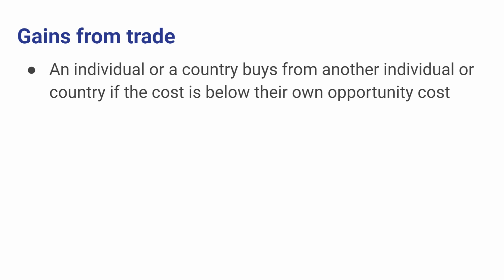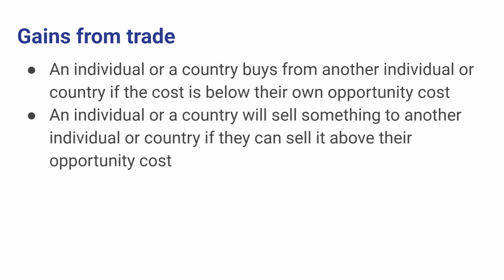So in general, we hire someone else to do work for us if they can do it at a cost that's less than our own opportunity cost, less than the value of the time it would take us to do the task. Similarly, an individual or country will sell something to someone else if they can sell it for more than it costs them. So you buy things if it's cheaper to buy them than to produce them yourself, and you sell things if you can sell them for more than it costs you to produce them. It's a very basic principle, but that's really all we need to understand gains from trade.